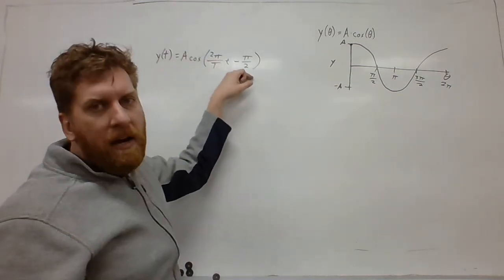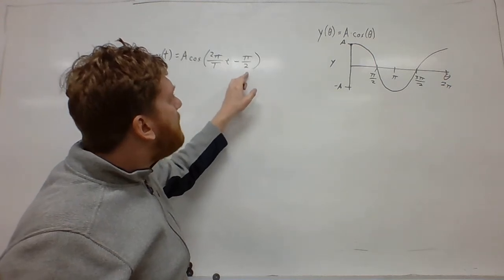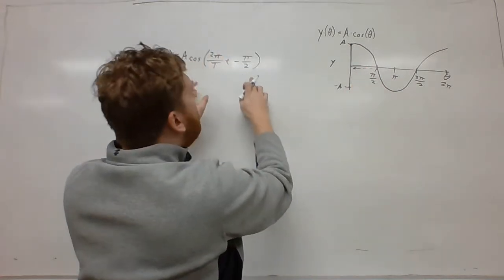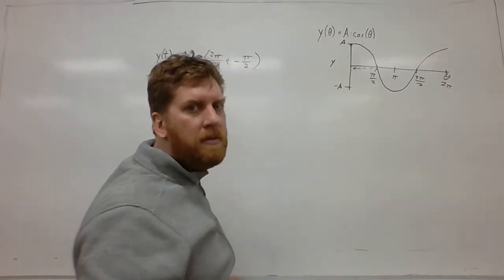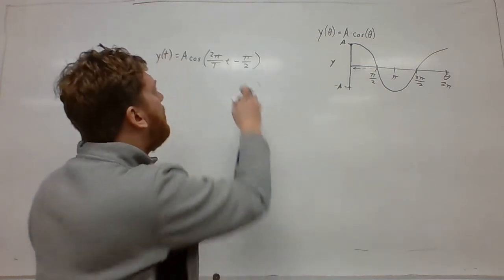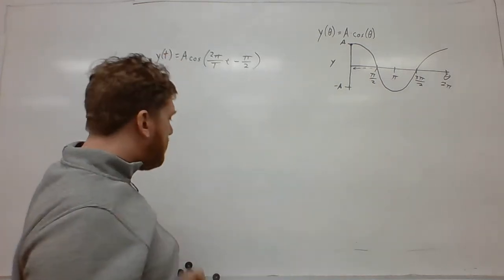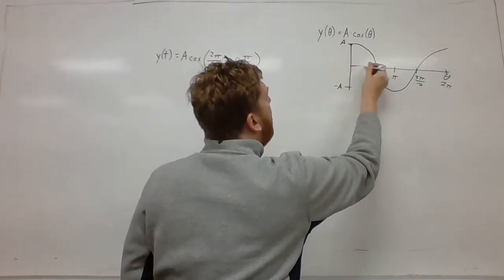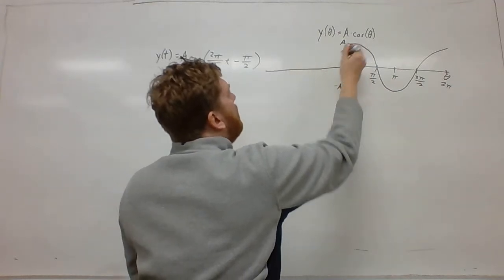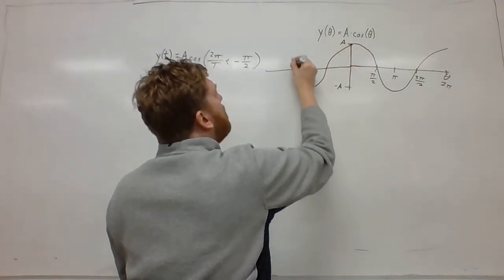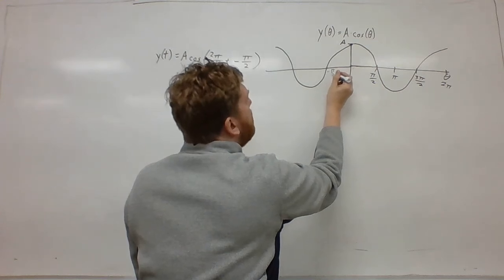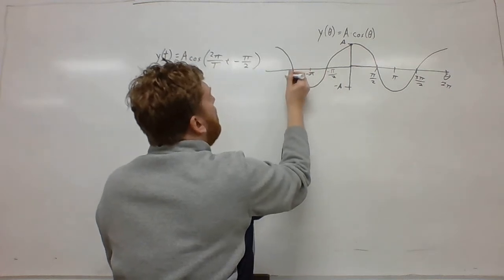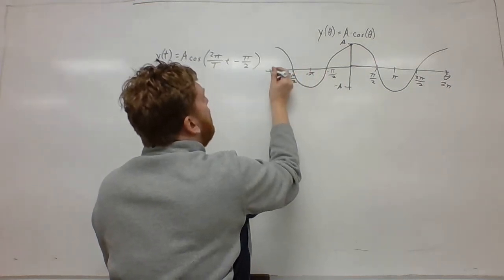I know from doing this enough that when I add a phase constant, it's like I'm shifting this graph to the left. But when I subtract a phase constant, it's like I'm shifting this graph to the right. And the amount that you shift it is whatever the value of the phase constant is. So I'm going to extend this graph so that we have negative values. Cosine graph looks like that. This is negative pi over 2, negative pi, negative 3 pi over 2, negative 2 pi.